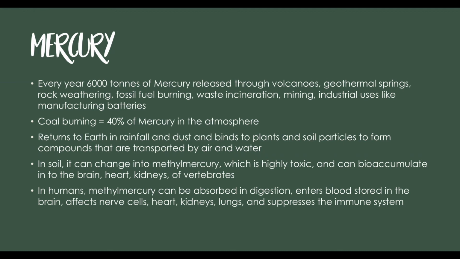Every year, 6,000 tons of mercury is released through volcanoes, geothermal springs, rock weathering, fossil fuel burning, waste incineration, mining, and industrial uses like manufacturing batteries. Coal burning equals 40% of mercury in the atmosphere. It returns to Earth in rainfall and dust and binds to plants and soil particles to form compounds that are transported by air and water.